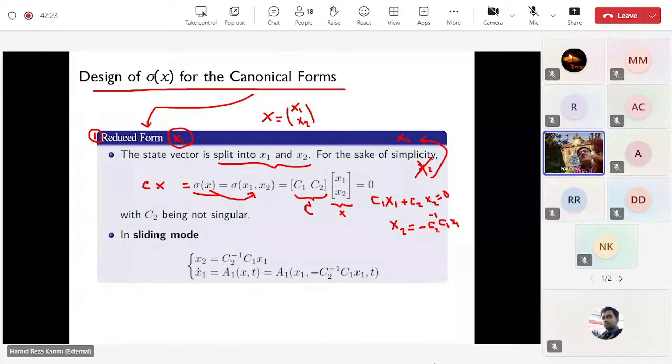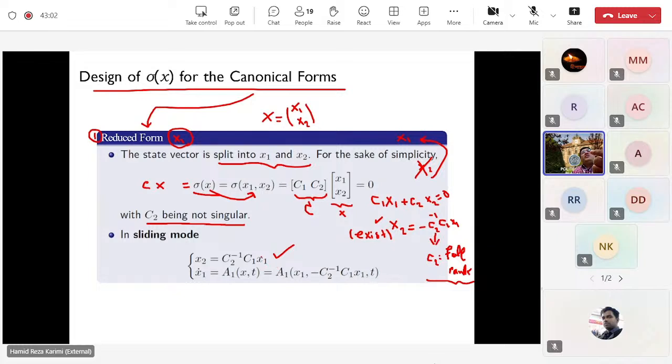So now from here you can see that if you want to get x2, the x2 should exist. So it means that you should calculate it. And if x2 should exist, it means that the matrix C2 should be full rank, so you should be able to make an inverse. Okay, so now the matrix C2 is non-singular, and that's it. You can calculate x2.